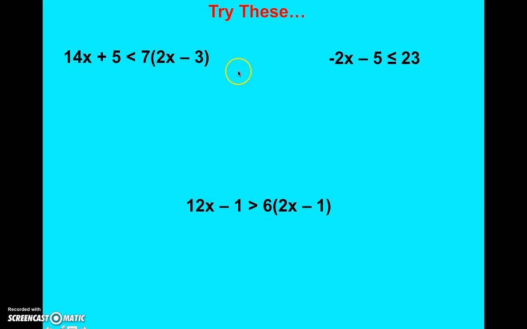Okay, here's all I want you to do. Solve this one. That's it. Give this one a try. Solve it and go through those steps, and we'll take a look at the other two.